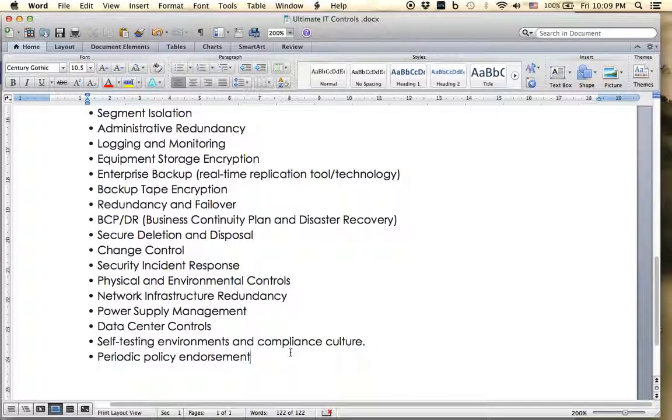And the last one is periodic policy and procedure endorsement. So we need to ensure the policy framework is in place. So we need to identify which committee endorses the policy, approves a policy change, and what framework needs to be reviewed and endorsed by the senior management or committee, such as the board of directors or risk committee or audit committee, something like that, or involving the IT steering committee.